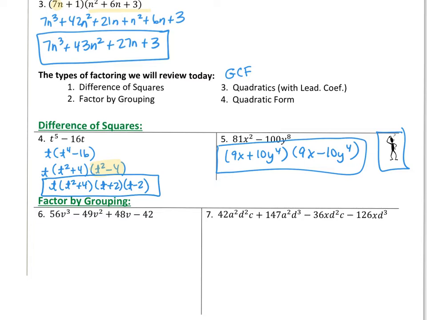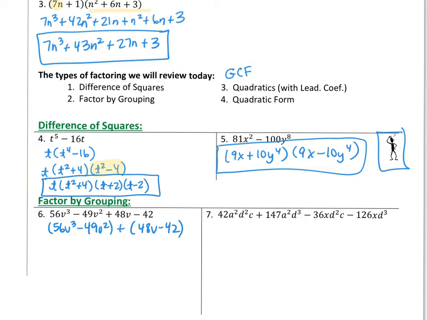So remember, if there are 4 terms, and I don't see any GCFs in common, so there's nothing I can take out, this is where you group the first 2 together and you group the last 2 together. Remember to keep the signs with the parts. I see a lot of people mess up on that. Then we factor out each one separately.